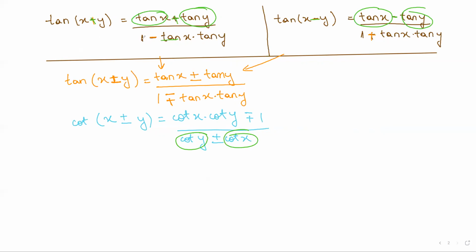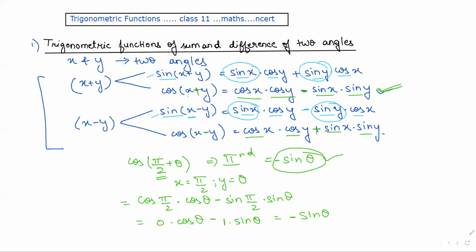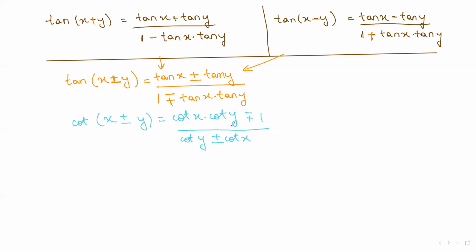In the denominator, you have the opposite sign. If you have plus in the numerator, you have minus in the denominator. If you have minus in the numerator, you have plus in the denominator. Similarly, in cot, it's the same. If you have plus in the numerator, you have minus in the denominator. If you have minus in the numerator, you have plus in the denominator. For the first sign, you have cot x plus y, minus in the numerator and plus in the denominator. For the second sign, minus, you have plus in the numerator and minus in the denominator.